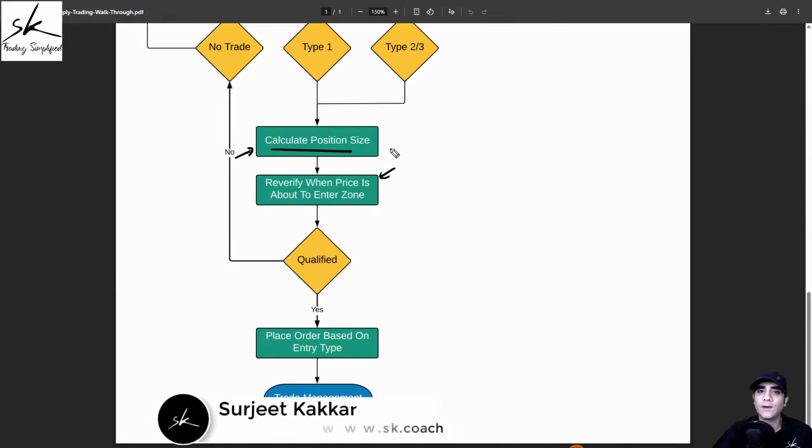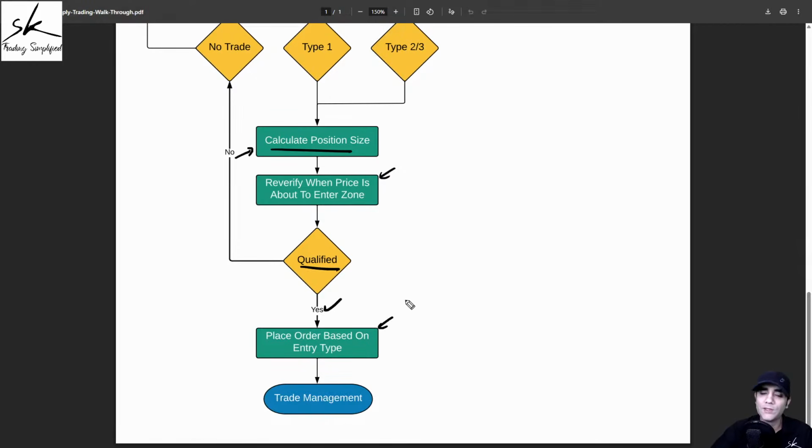Wherever the price is coming back to the zone, we will quickly re-verify the way we just qualified it. Does it still match my trade plan? If the answer is yes, it is qualified. You place your order based on the entry type. In this case, it is a type 1 trade. And once your trade has been executed, the last step is your trade management, where step 1 is at 1:1, we make it a break-even trade. And after that, if you get the opportunity to trail, we start using our trailing stop loss. So this is how we plan trades in a very mechanical and rule-based way.